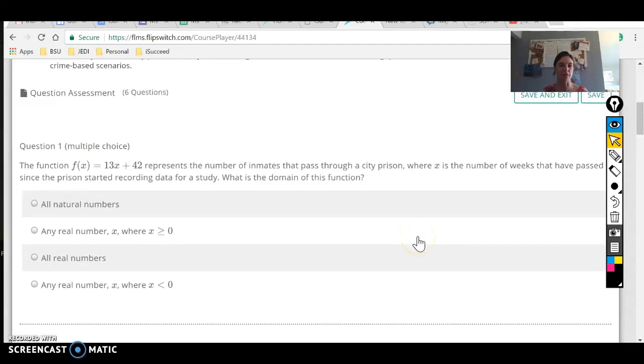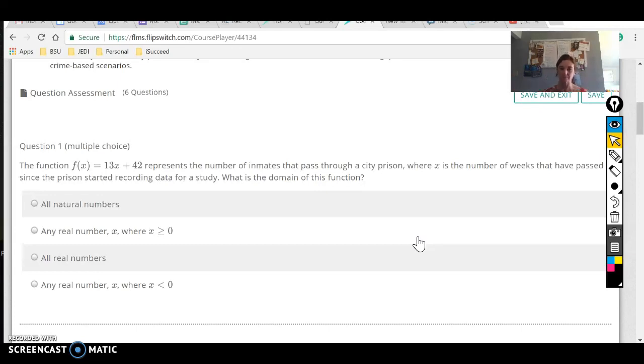Okay, so the first one we have is the function f of x equals 13x plus 42 represents the number of inmates that pass through a city prison, where x is the number of weeks that have passed since the prison started recording data for the study. What is the domain of this function?